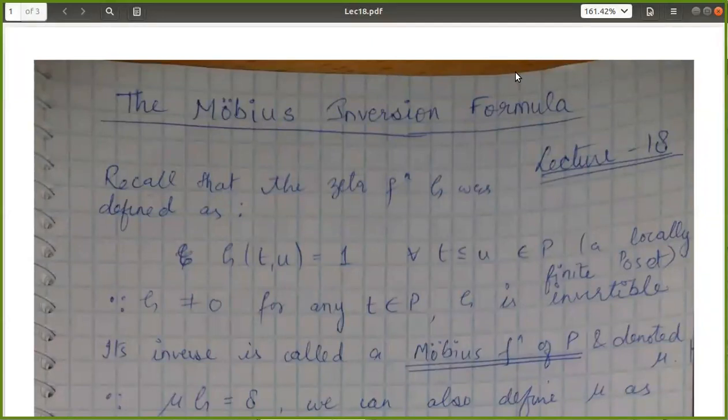Okay. So the Mobius inversion formula: if you recall in the last lecture, we saw the function zeta, which was defined as zeta of t,u for any closed interval [t,u] to be 1 whenever t was less than or equal to u. So basically, zeta takes value 1 for any non-empty closed interval. And we said that the empty set cannot be realized as a closed interval.